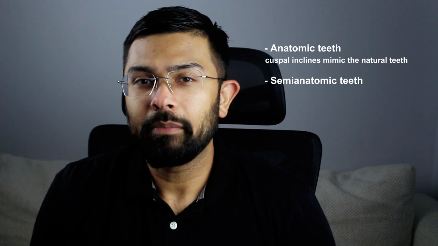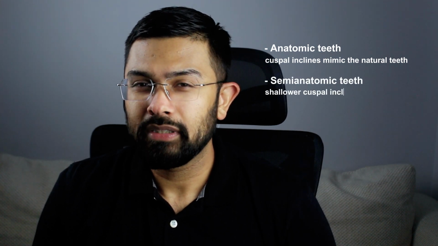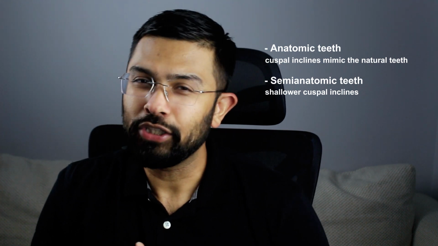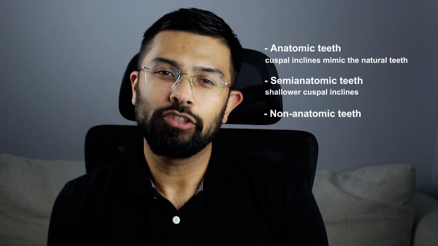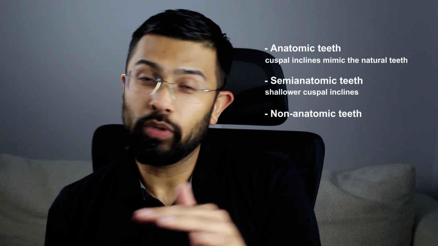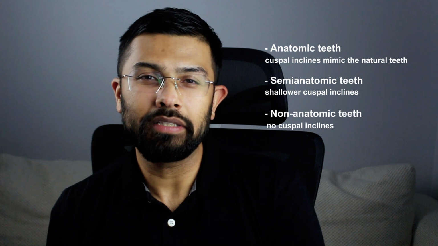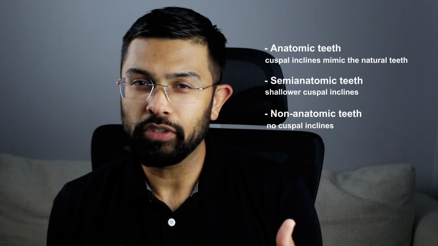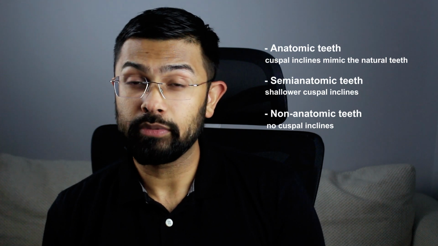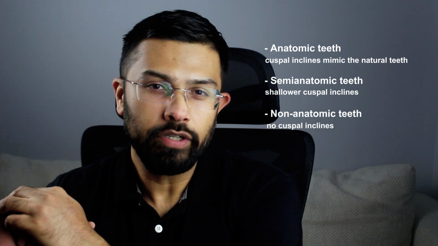Then there are semi-anatomic teeth. They have shallower cusps around 10 to 20 degrees of angle, so a balance between function and ease of adjustment. Then there's non-anatomic flat plain teeth. There's no cuspal inclines in these ones. They're basically used for patients with poor neuromuscular control or in class 2 or class 3 jaw relationships. A clinical tip that I would like to give you here is that the choice of occlusal form basically affects the stability, patient comfort, and chewing efficiency.